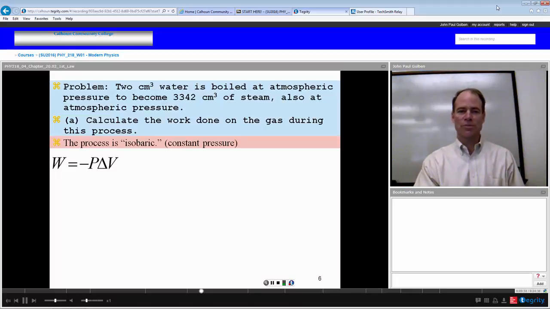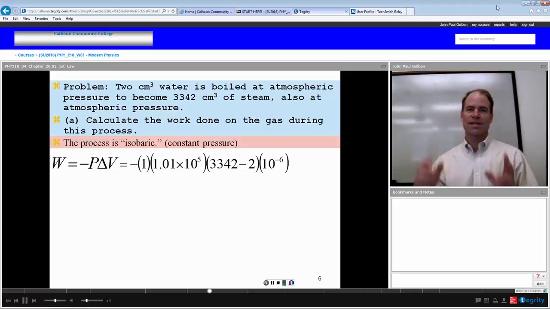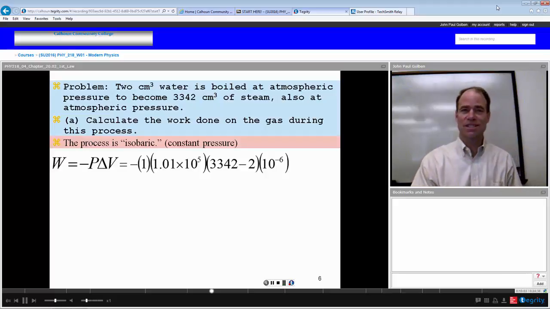So, since we're isobaric, the work will be equal to negative pressure times the change in volume. That's going to be a negative 1 atmosphere, which is 1.013 times 10 to the 5 pascals. And our final volume will be 3,342. Our initial volume was the volume of the liquid water, which was just 2. All this is cubic centimeters, which is going to be 10 to the minus 2 times 10 to the minus 2 times 10 to the minus 2, which is 10 to the minus 6 cubic meters. And this gives us, in the SI system, negative 338 joules.